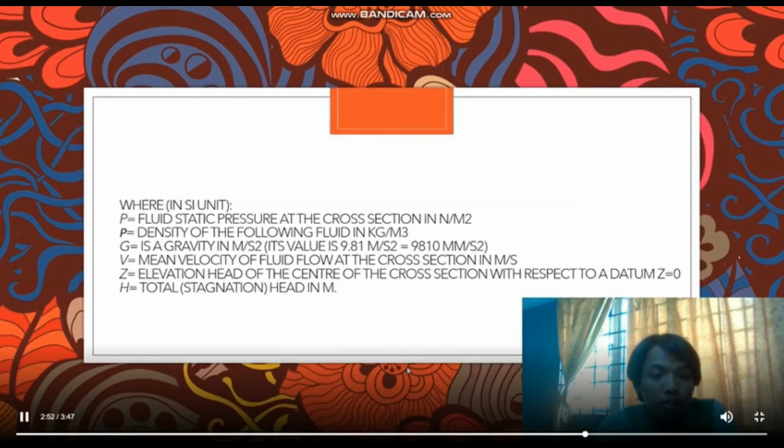V is the mean velocity of the fluid flow at the cross section in meter per second, and Z is the elevation height of the center of the cross section with respect to a datum, Z equals 0 normally. H is the total stagnation head in meter.